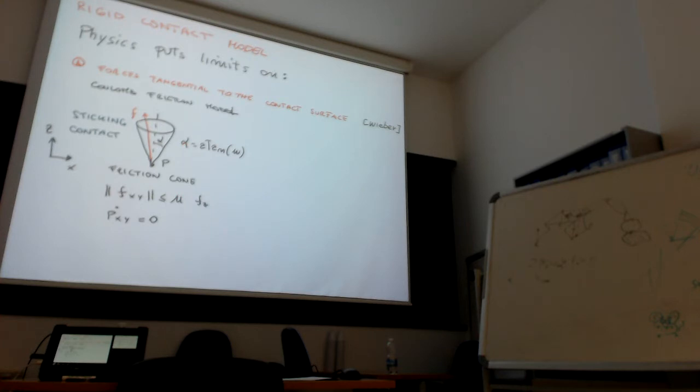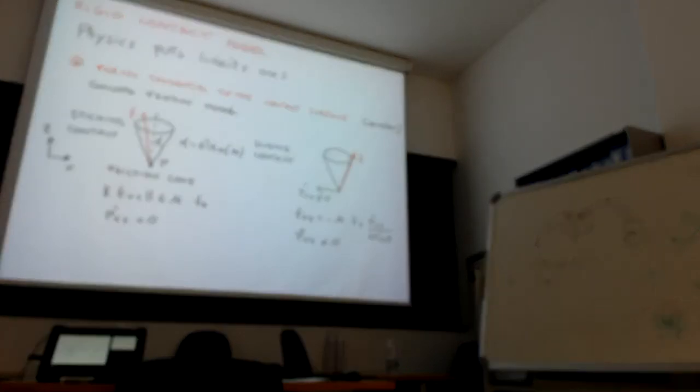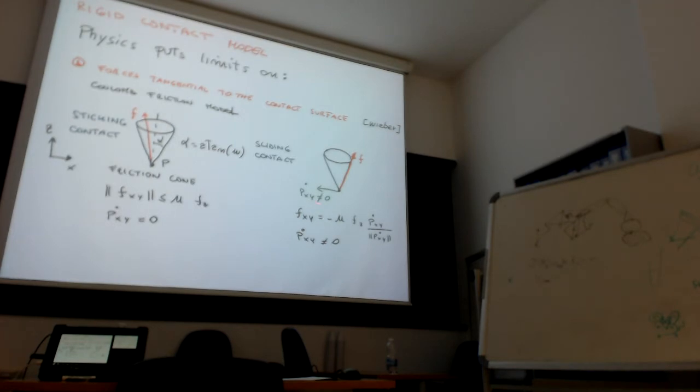So a smaller friction coefficient means a smaller cone and smaller viable tangential forces, and a bigger friction coefficient means a bigger cone and a bigger possible tangential force. And this is whenever the robot is in a non-slipping contact situation, so the velocity of the slippage is 0. But you can also have the slippage condition.